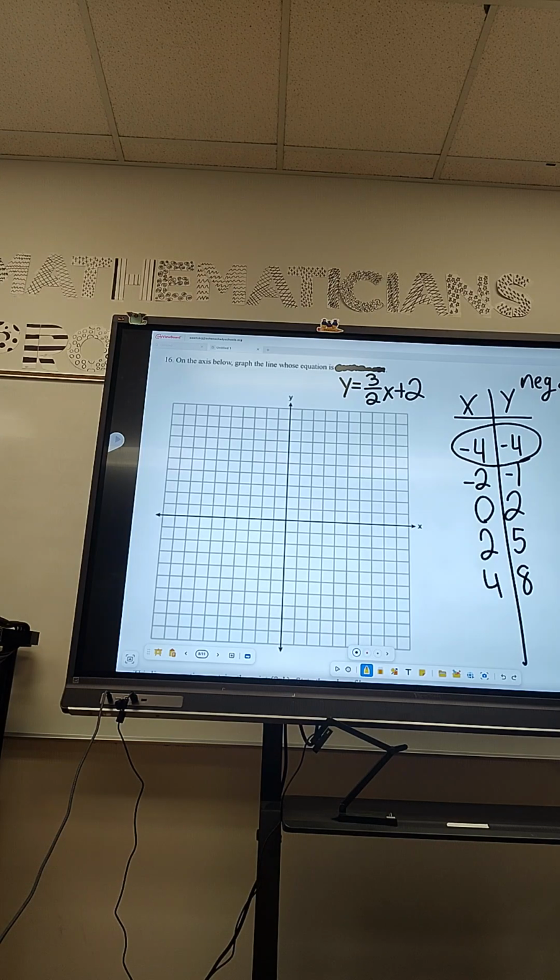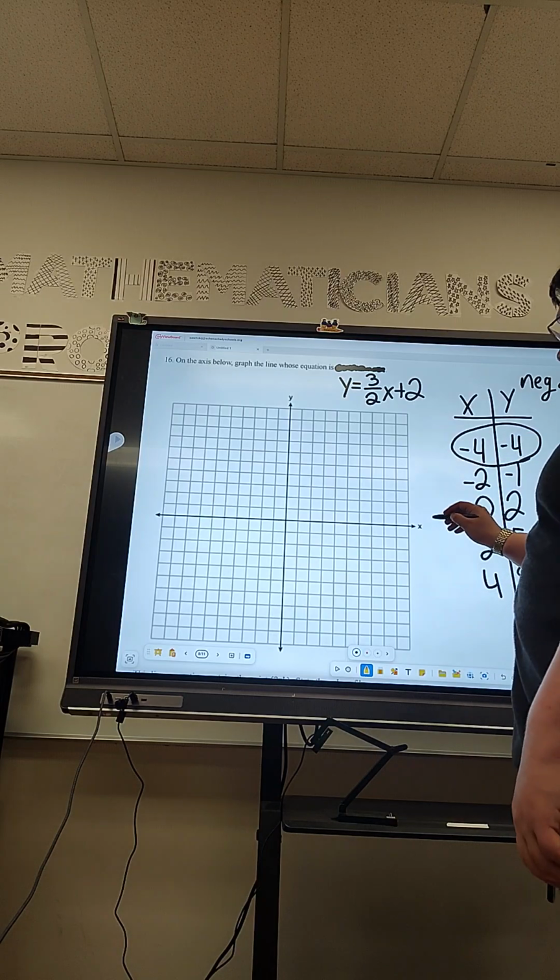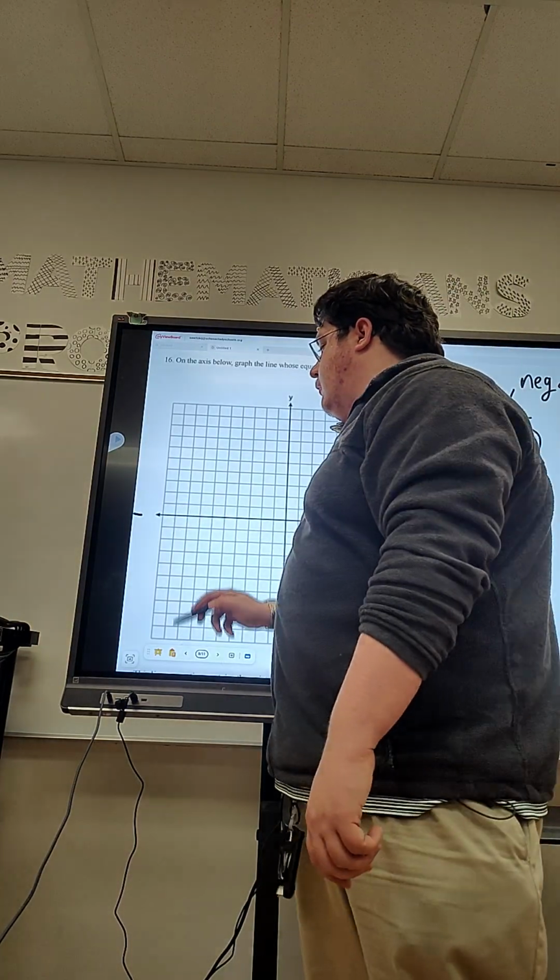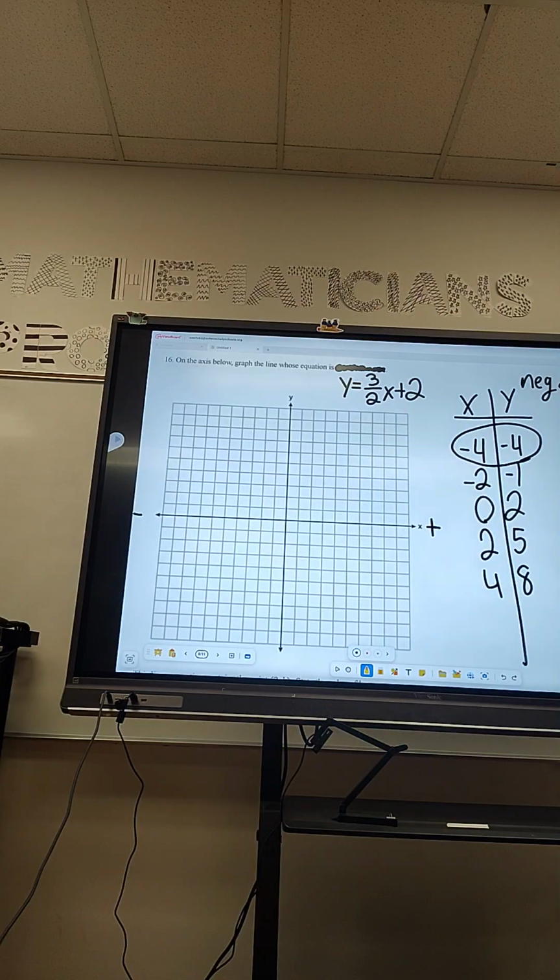I feel that Y is the most self-explanatory for people. They kind of understand positive is up, negative is down, but a lot of people seem to have trouble with the idea of negative being left and positive being right. But what you can do is put a plus and minus, just so you know which way you're moving.